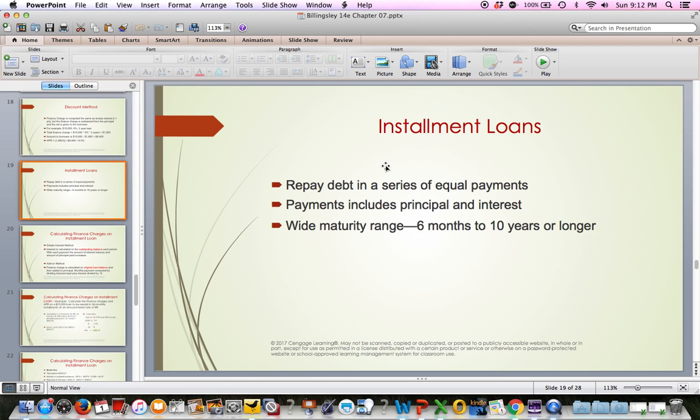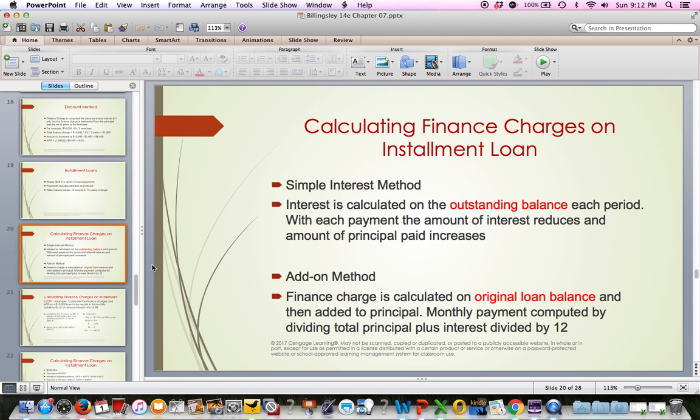Installment loans repay debt in a series of equal payments. Payments include both principal and interest. These have wide maturity ranges: 6 years, 10 years, or even longer. For calculating interest on these, you've got the simple interest method, where interest is simply calculated based on your outstanding balance each period. Or the add-on method, where a finance charge is calculated on the original loan balance and added to principal.